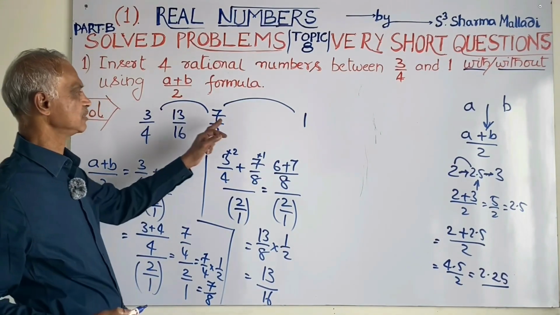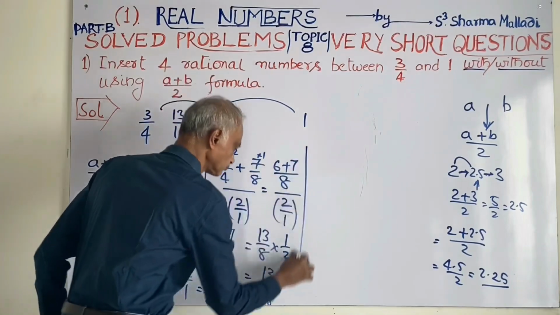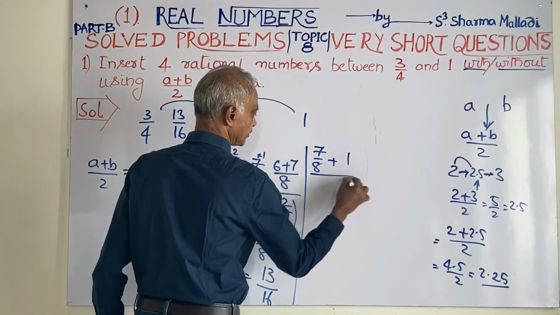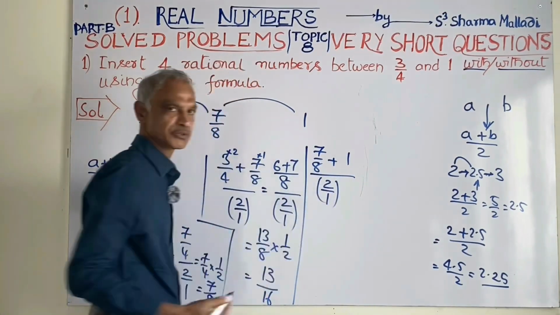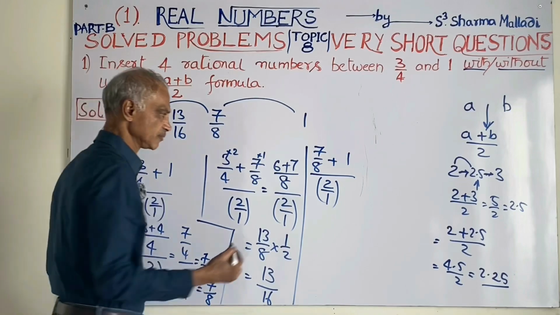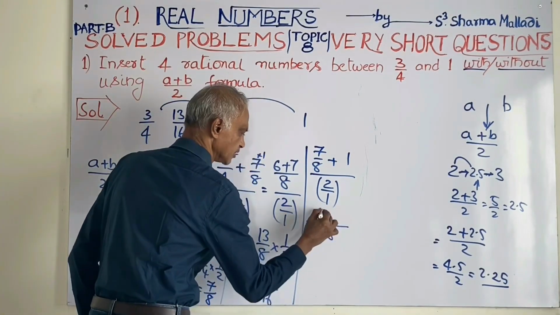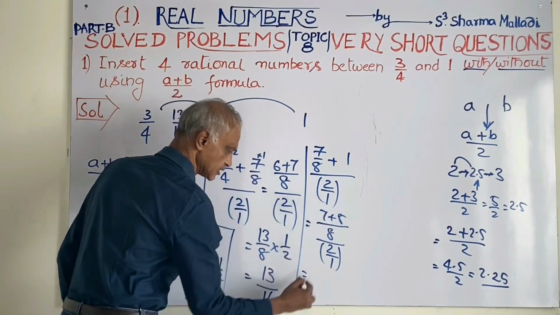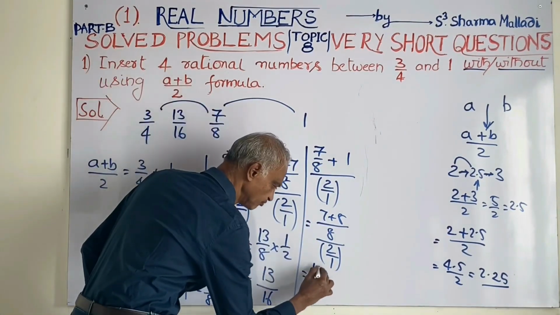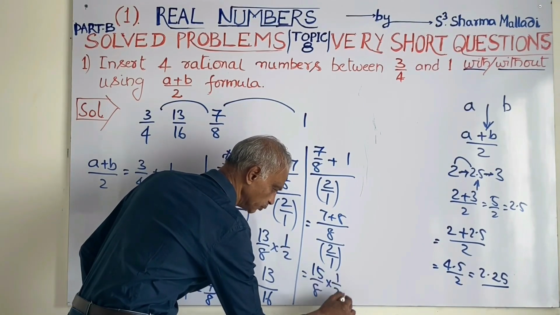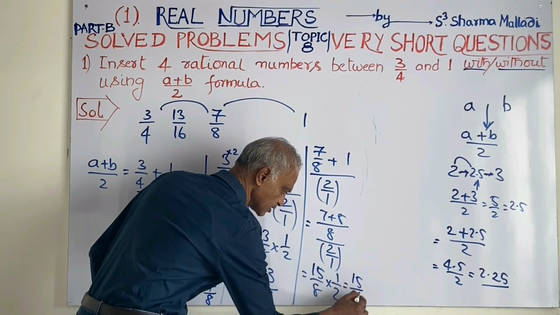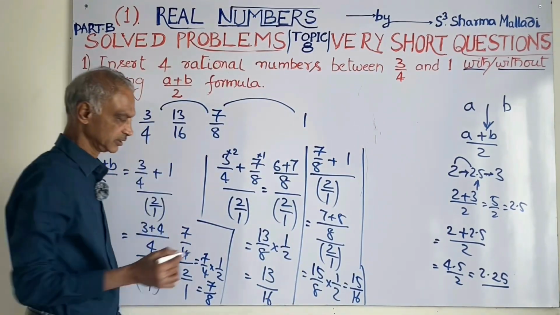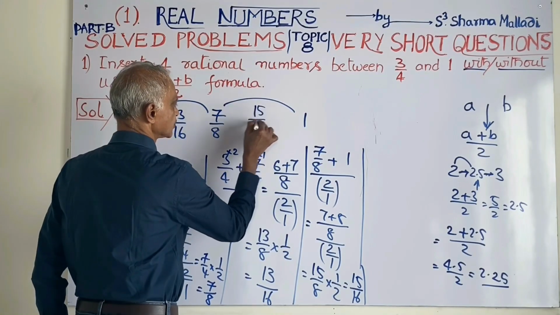We will write another rational number between 7 by 8 and 1. We have to take the average, using the a plus b by 2 formula. What is the LCM? 8. So 7 plus 8, that is 15, by 8, by 2 by 1, which is 15 by 8 into 1 by 2, that is 15 by 16. The rational number between 7 by 8 and 1 is 15 by 16.